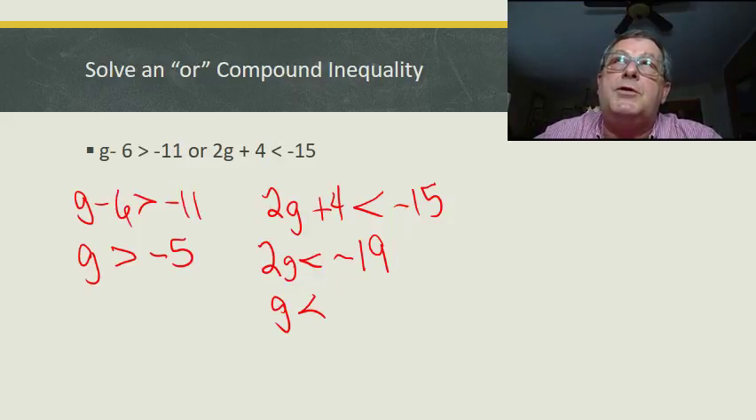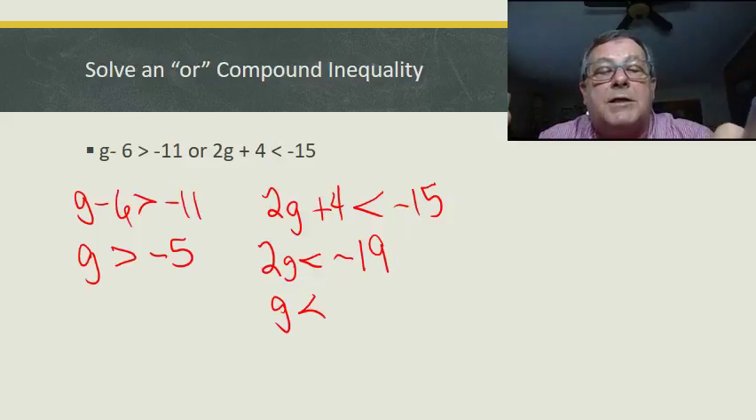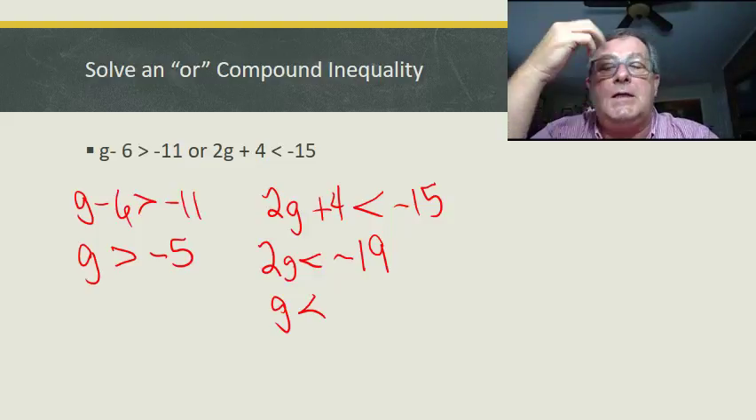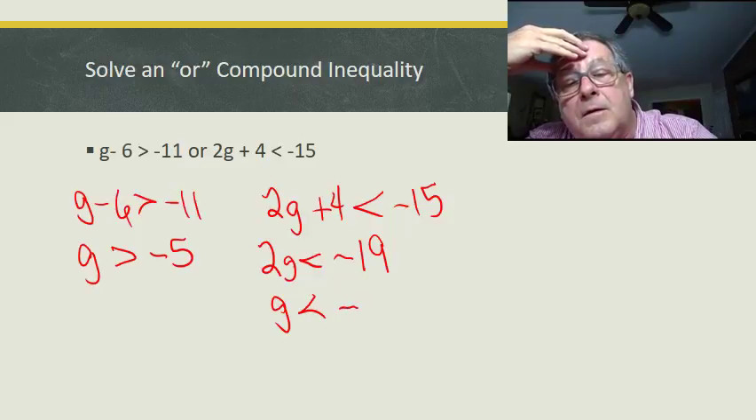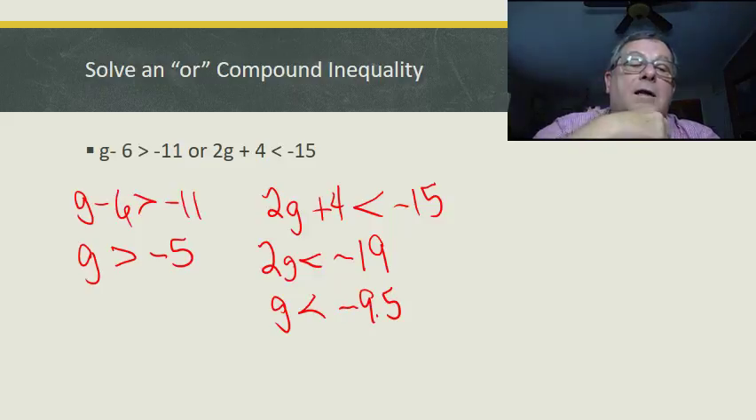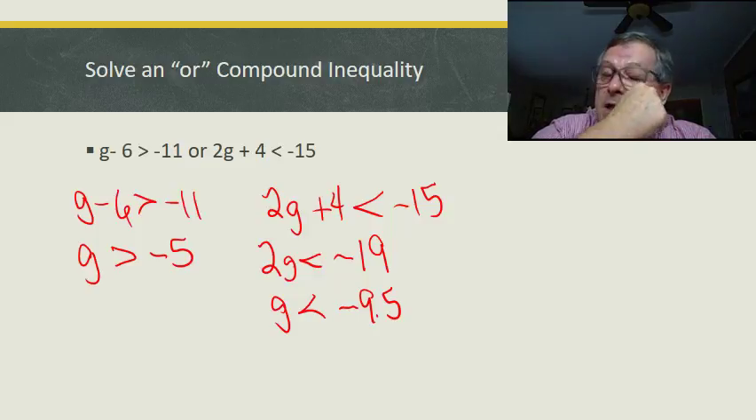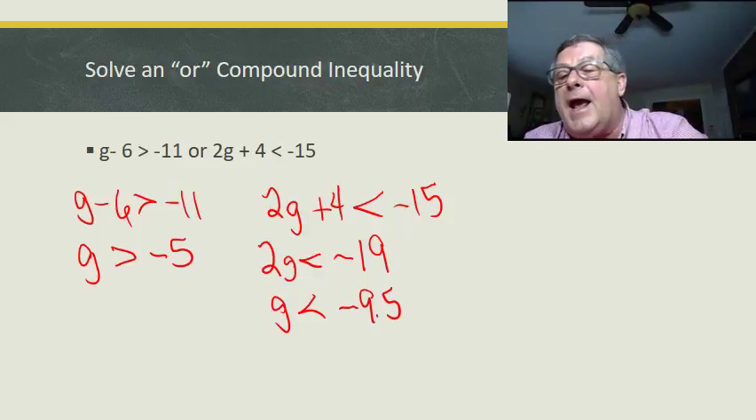So I've got negative 19 divided by positive 2. Because I'm dividing by positive 2, I don't have to flip or reverse that inequality. It's going to remain a less than. Let's see, 2 into negative 19 is negative 9.5. All right, so I've got this compound inequality: g is greater than negative 5 or g is less than negative 9.5.